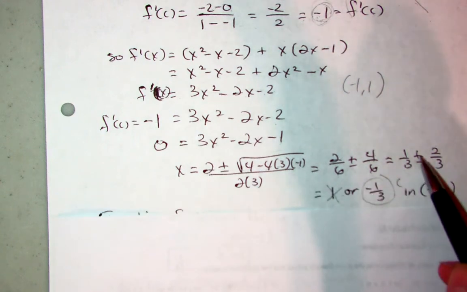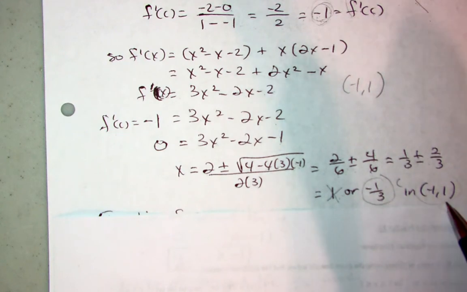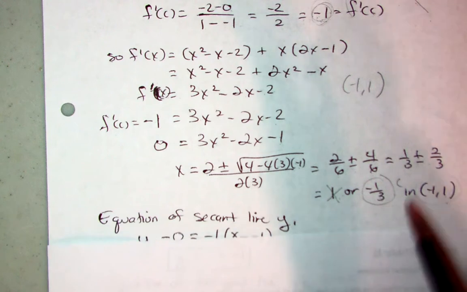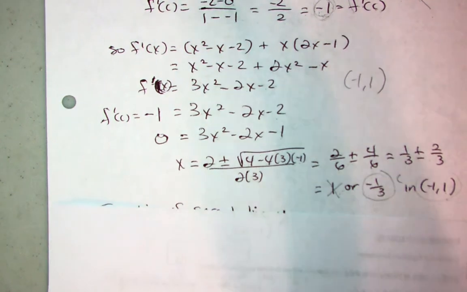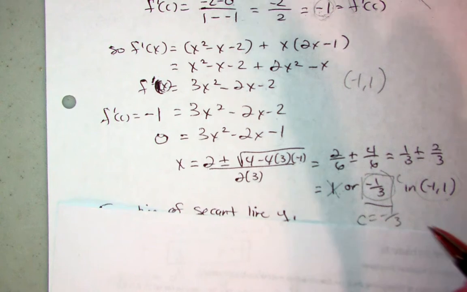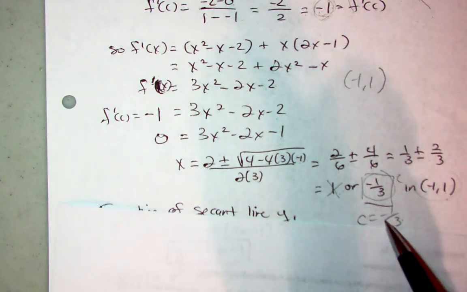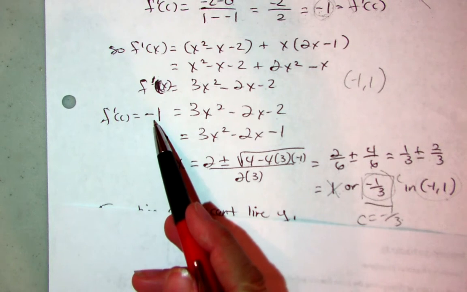So in other words, 1/3 plus 2/3 is 1. 1/3 minus 2/3 is negative 1/3. But remember, I said it has to be in this open interval, and 1, you can't use 1. It's not a closed interval, it's an open interval. So I'm only allowed to use negative 1/3. So that is my C. That is my C. So the derivative at negative 1/3, the slope of it, is going to be negative 1.